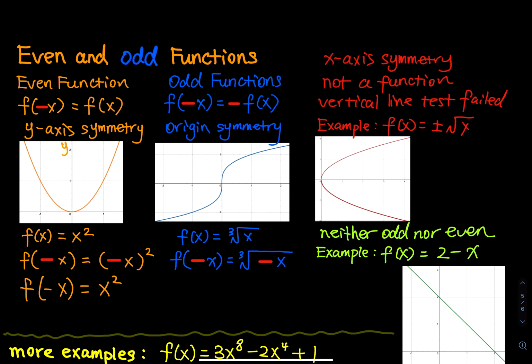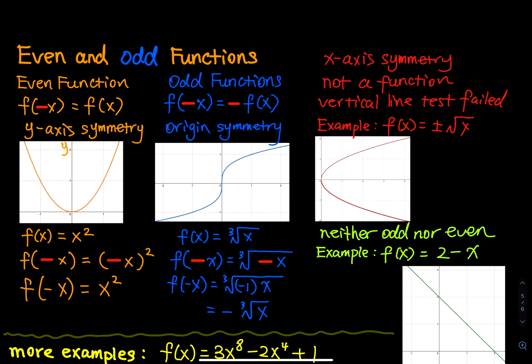Alright, replace x with negative x. We have f of negative x equals the cube root of negative 1 times x. The cube root of negative 1 is negative 1, because negative 1 times itself 3 times equals negative 1. So you have a negative times the cube root of x. See? We just pull the negative out. That's why the cube root of x is an odd function.